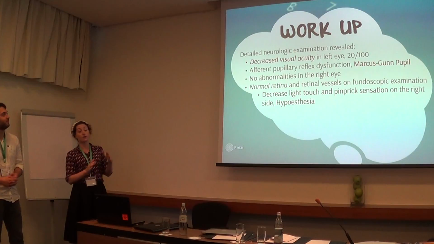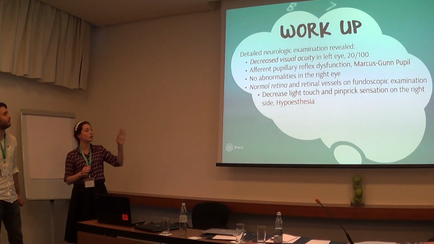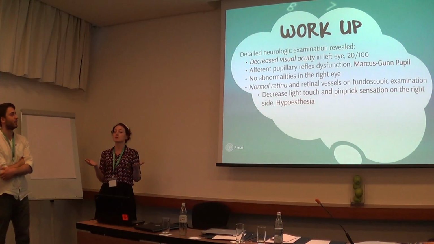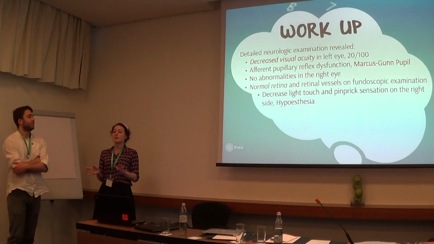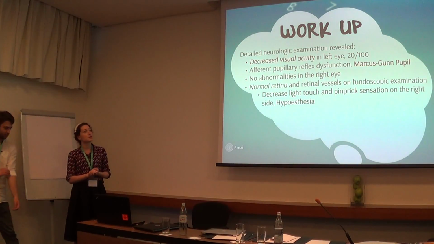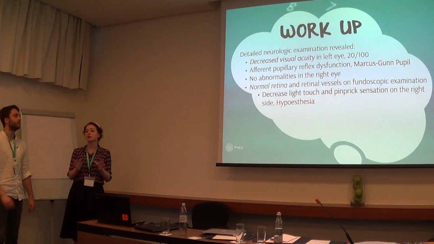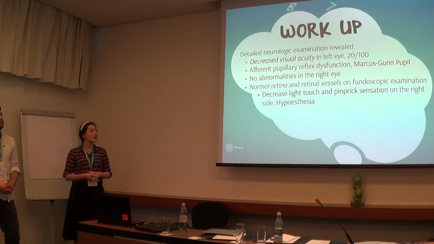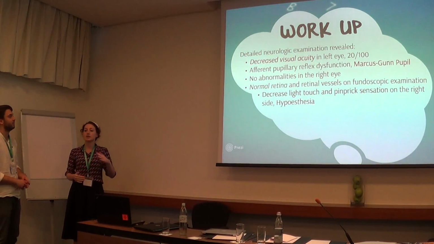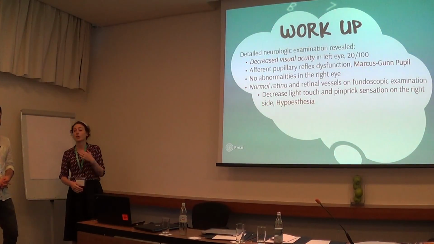Her visual acuity was 20/100, and she also had an abnormal afferent pupillary reflex, the Marcus Gunn pupil, but the same abnormalities were not found in the right eye. The patient also underwent fundoscopic examination, which revealed that the retina and retinal blood vessels were normal. The remaining examination was significant only for hypoesthesia, or decreased light touch and pain sensation, over her right side.